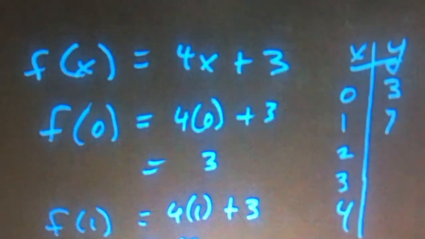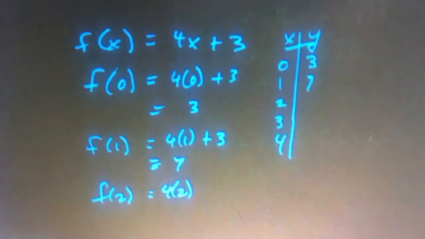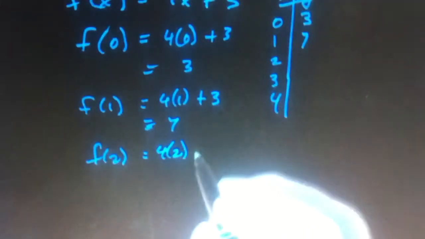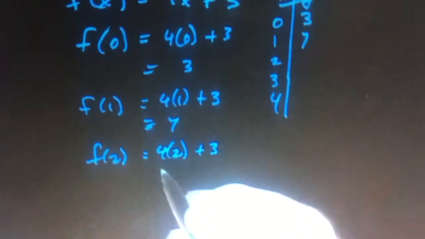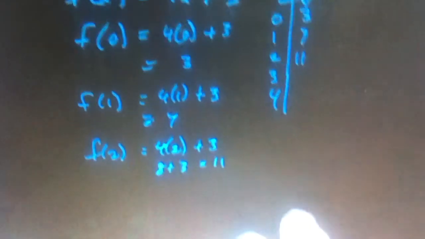And then f of 2, we're going to get 4 times 2. Okay? F of 2 equals 4 times 2 plus 3, which is 8 plus 3, which equals 11. And I think you're starting to see the pattern.